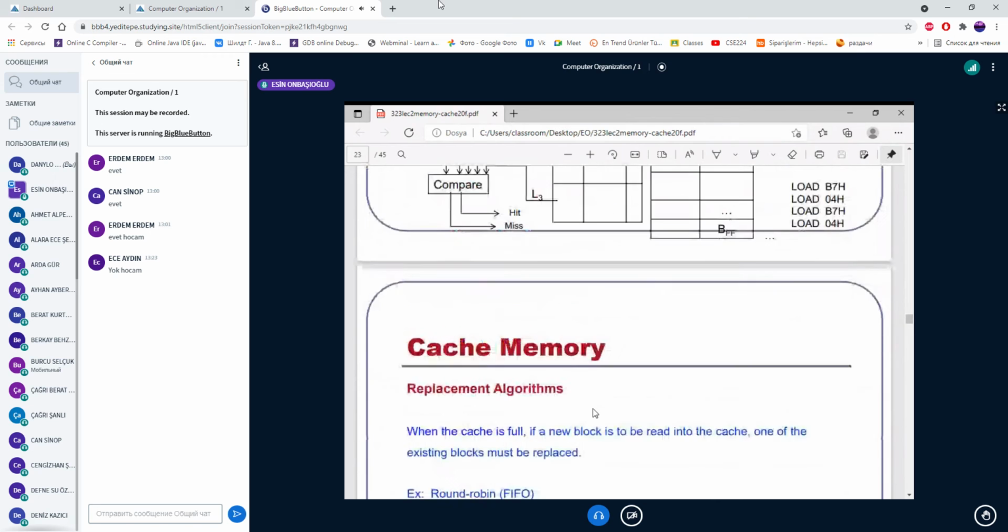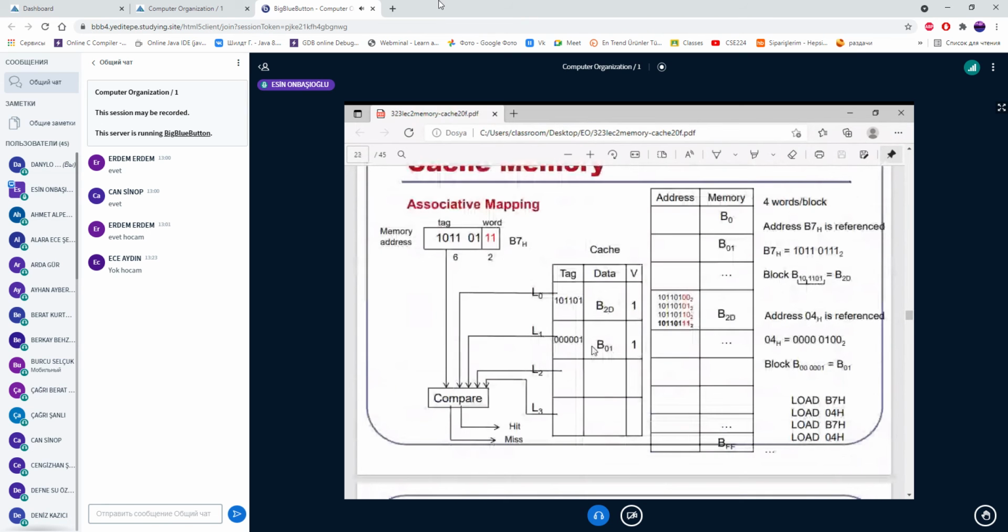Okay, now what will happen if we're accessing block 2D, and then we're accessing block 01, and then we're accessing block 5, then we're accessing block A2, and after some time, the cache will be full. What will happen? When the cache is full, if I'm trying to access another block which is not in the cache, one of them will be replaced. But which one shall I replace?